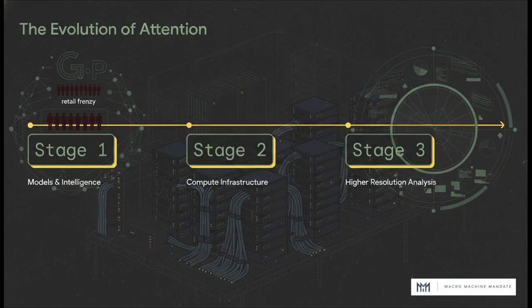But then sophisticated institutional capital started asking a slightly different question. If these reasoning systems need so much compute, where on earth is all that compute actually coming from? That realization triggered Phase 2, a massive migration of attention down to Layer 2, the physical compute infrastructure. And now? Well, now we're entering Phase 3, which is going to require some significantly higher resolution analysis.